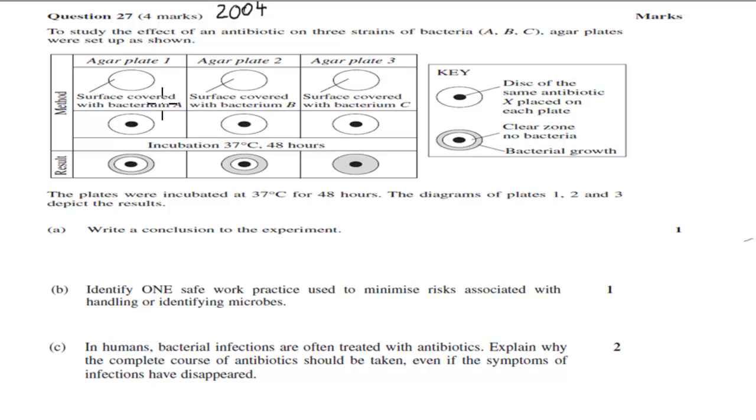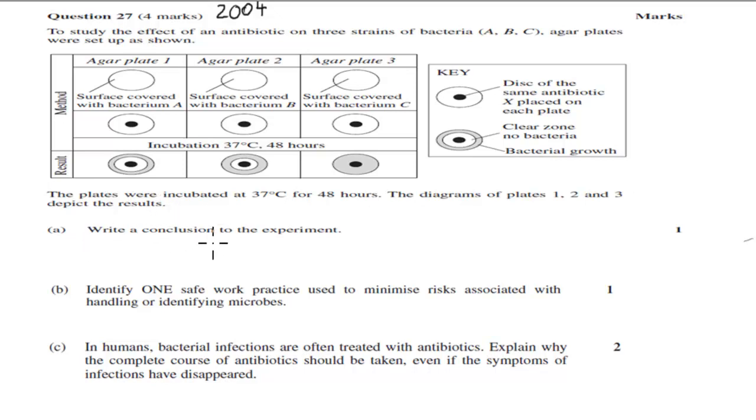Right? So the question says, to study the effects of antibiotics on 3 strains of bacteria, A, B, C, agar plates were set up as shown. So a surface covered with bacterium A, a surface covered with bacterium B, a surface covered with bacterium C. Then we have this, and you need to read the legend here to get all the information. The plates were incubated at 37 degrees Celsius for 48 hours. The diagram on plates 1, 2, 3 depict the results.